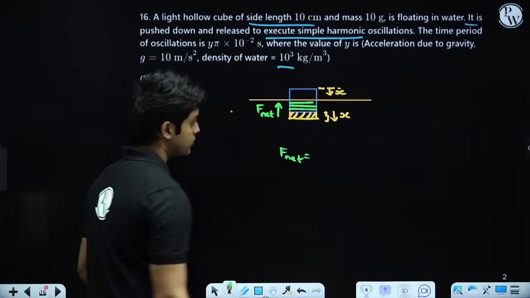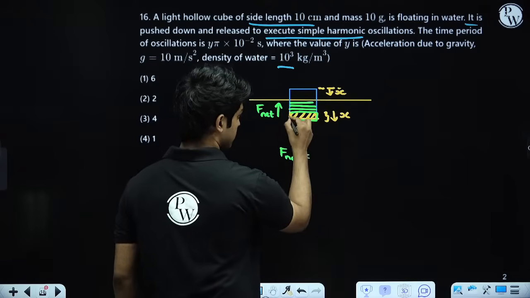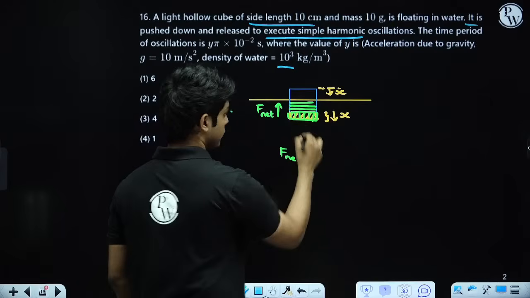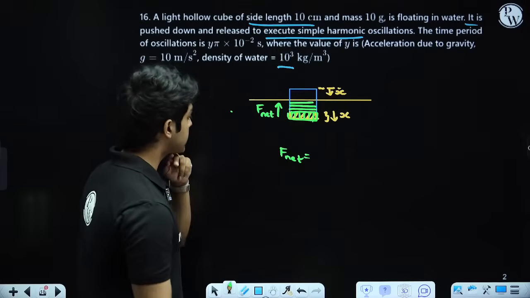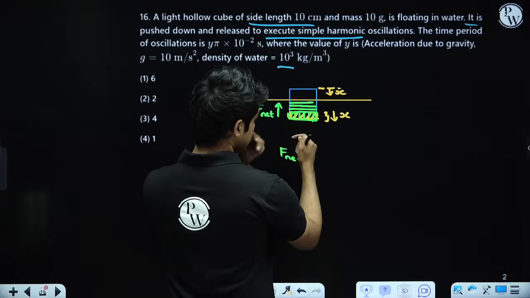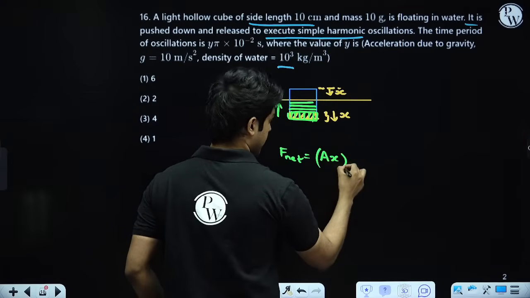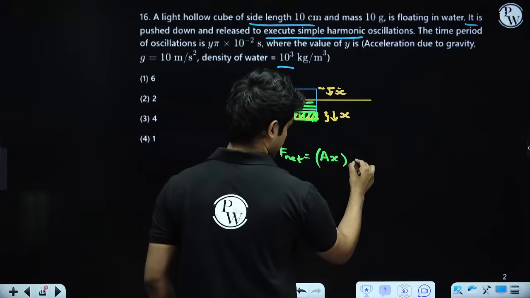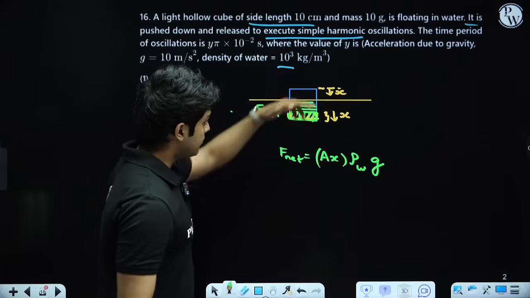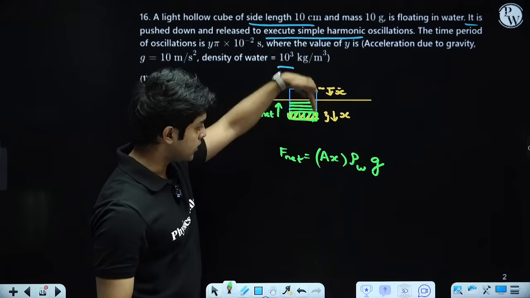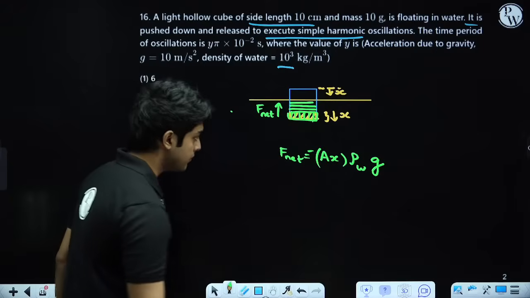Now this net upward force will of course just be the volume submerged extra, the extra volume that was submerged, which is this part. Okay, so we pushed the block down by x, so this distance is x. The base area of the cube is, let's say, a. So the submerged volume is a into x, density of the liquid, so this is water, so density of the liquid into g. Now we took the positive x direction to be downwards, okay, so we'll put a negative sign here because the net force is opposite to the displacement, okay.